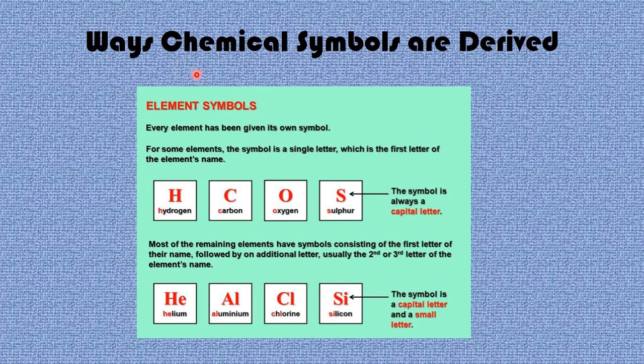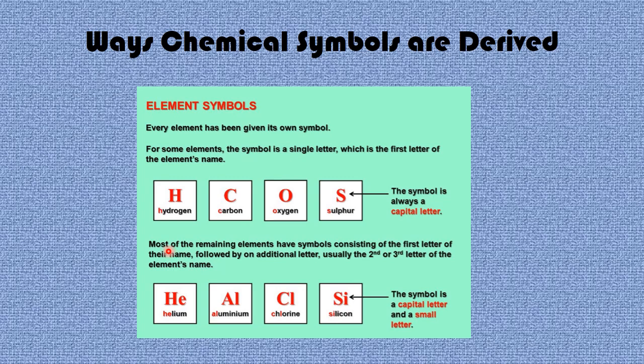So now we're going to be looking at ways chemical symbols are derived. Every element has been given its own symbol. First, for some elements, the symbol is a single letter, which is the first letter of the element's name. That's the first way by which we derive the symbol of elements. For instance, we have capital letter H for hydrogen, capital letter C for carbon, capital letter O for oxygen, capital letter S for sulfur. So the symbol is always a capital letter.